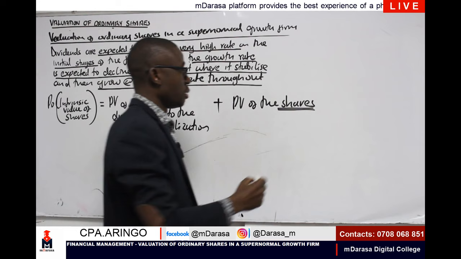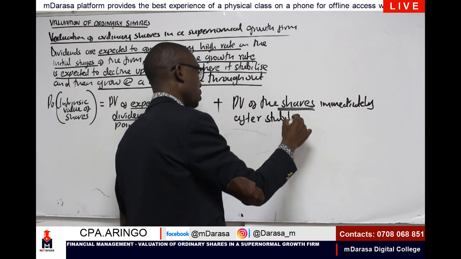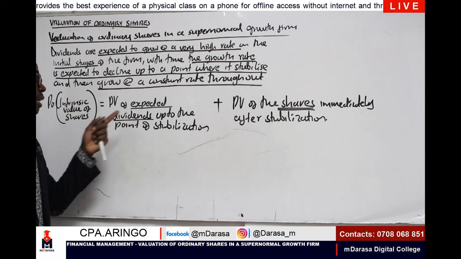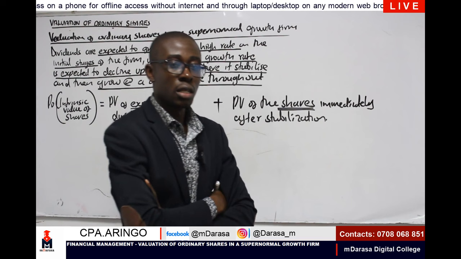immediately after stabilization. So here we are talking of, number one, the present value of expected dividends up to the point of stabilization. Then the other bit, you are talking of the present value of shares. So we have the present value of dividends and the present value of shares.